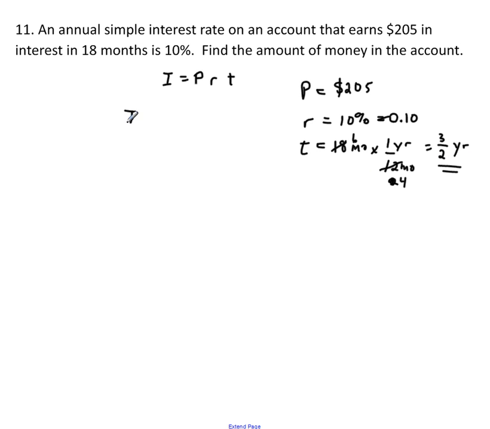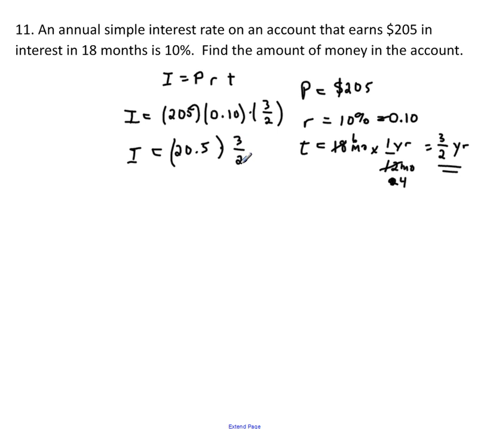All right, so this is going to be what we substitute into our formula right here. To get the interest, we're going to take that $205. We're going to multiply it by the rate. The rate is 0.10 times the amount of time. And this time we're going to write it as the fraction 3/2 of a year. All right, so let's work this through. 205 times 0.10 is going to be 20.5 times 3/2.